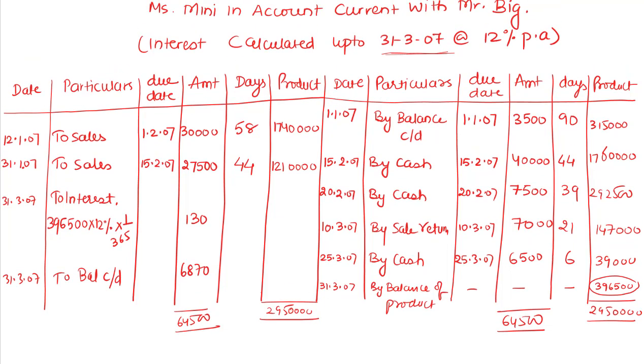So this was product method. Method number 2, product method. Let's move to the next question.